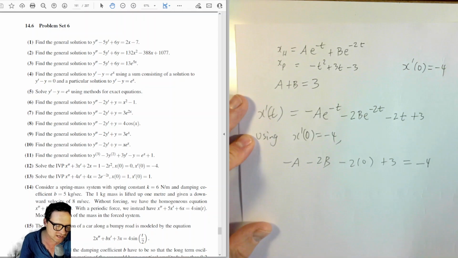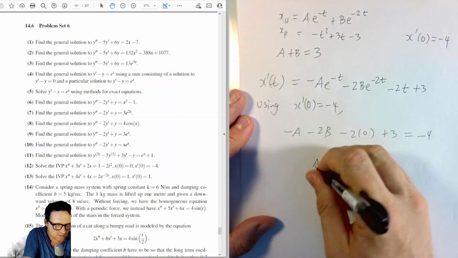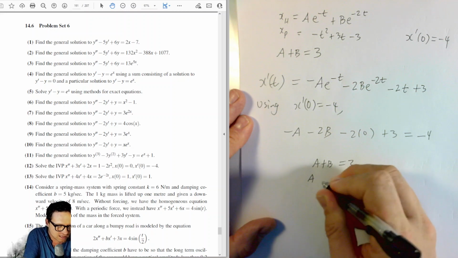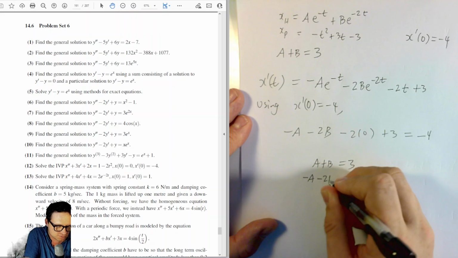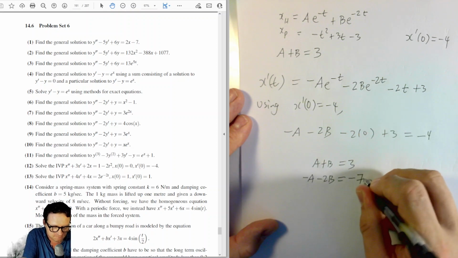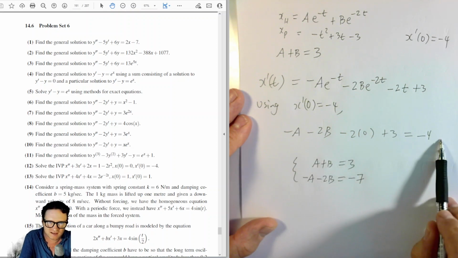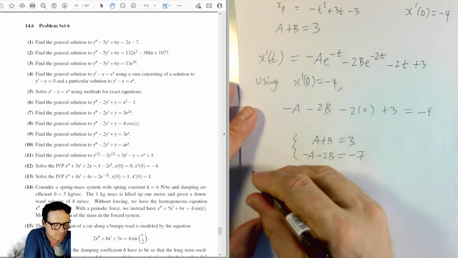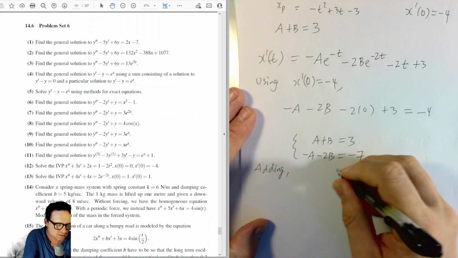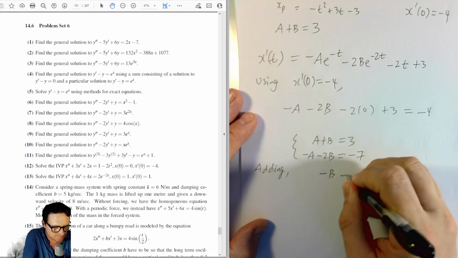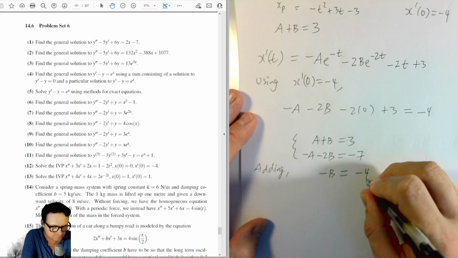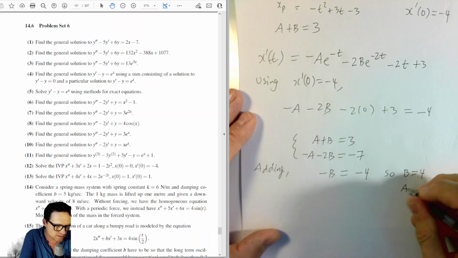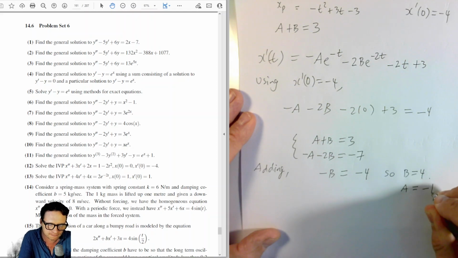Okay, putting this all together, we now have the system A plus B is 3, and then this, we can write this as, let's keep it, minus A minus 2B equals minus 7. Okay, taking the 3 over, we have minus 7. So now it's clear that we can add the two equations and the A's will vanish. So adding equations, we have B minus 2B is minus B is equal to 3 minus 7 is minus 4. And so B is equal to 4. Okay, so if B is 4, then we get A is 3 minus 4 is minus 1.